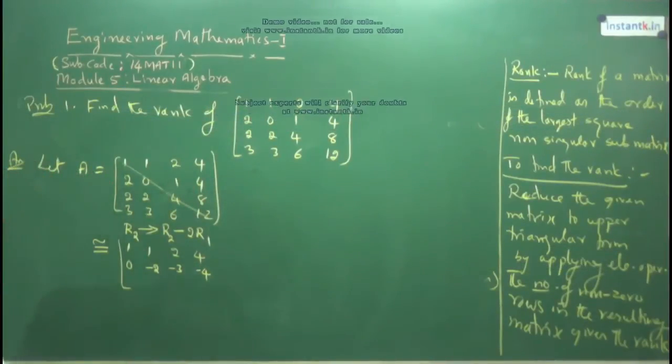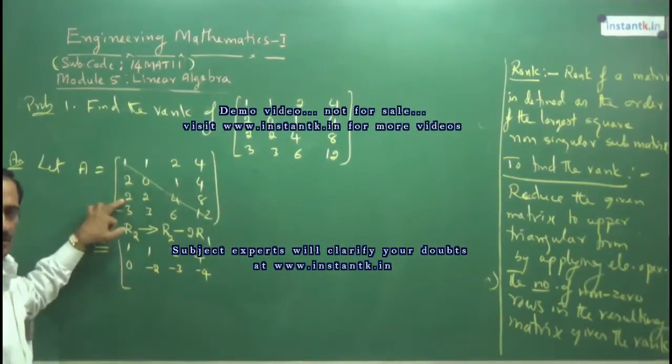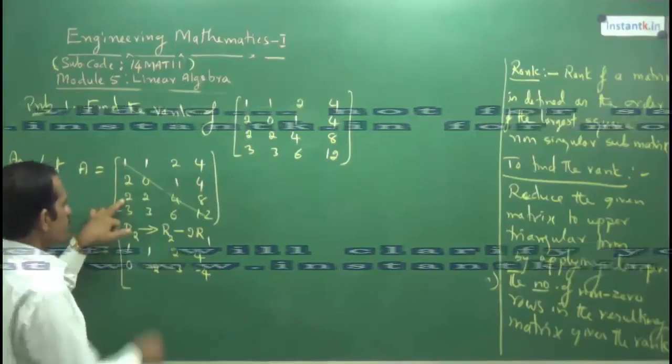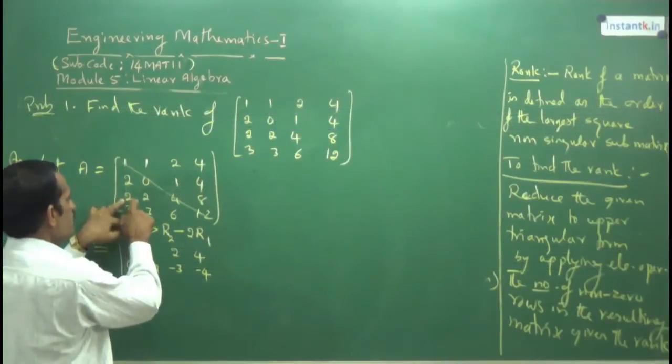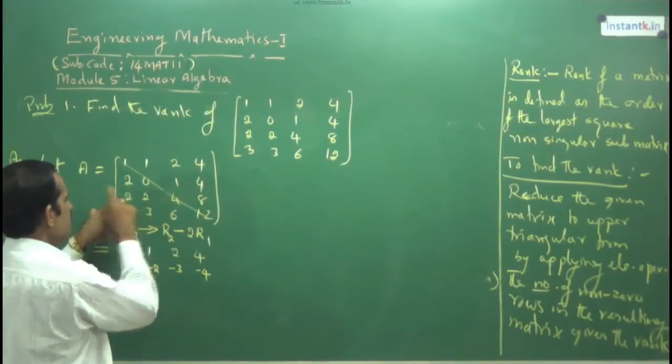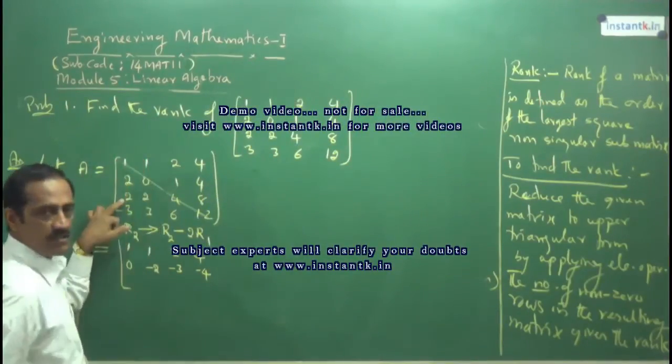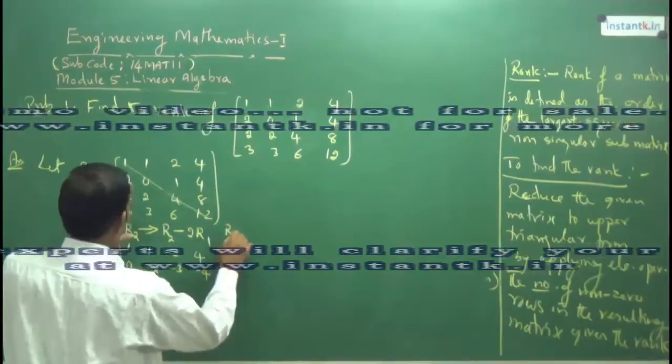Next what to do? Next this element must be 0. That comes in the third row. Sorry, yes, third row. So operation to be performed for third row. With respect to that operation, this element must be 0. But with respect to the same first row, you have to make it 0. So mention here operation for third row.